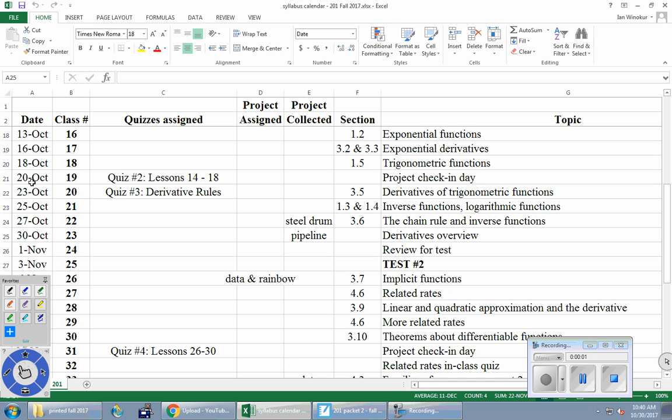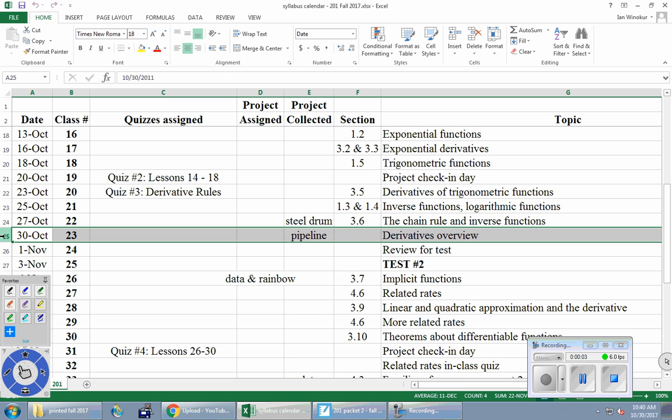So today we are covering a derivatives overview. Nothing new in theory today. We're just going to do some really complicated derivative calculations to make sure we're clear on what order we apply all of our derivative rules and how to apply them when we have multiple chain rules together.